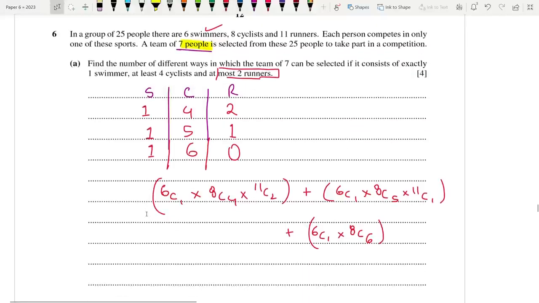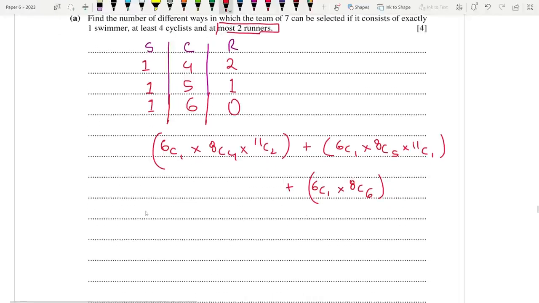Okay, so 6C1 into 8C4 into 11C2 is 23,100, plus 6C1 into 8C5 into 11C1 which is 3696, and plus 6C1 into 8C6 which is 168, which gives us 26964. That is our answer. Okay.